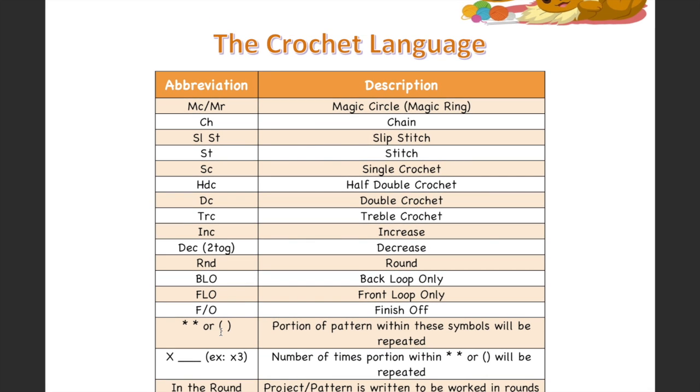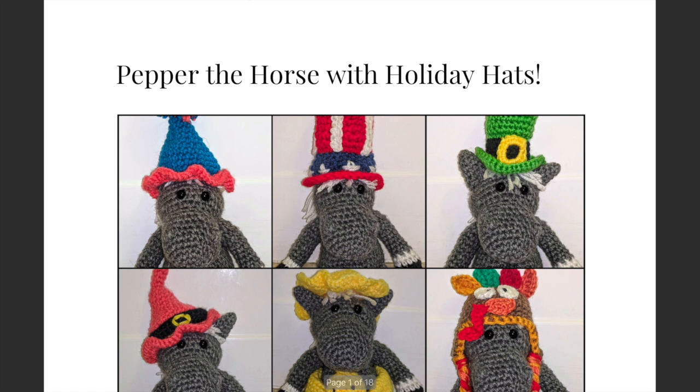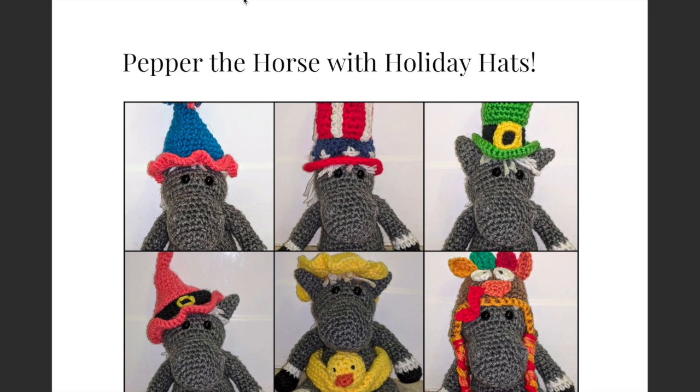Alright, so now that we've gone through the crochet language or abbreviations that you're likely to see, let's take a look at a few examples of what patterns may look like. The first example is one of my own patterns. It's for Pepper the Horse. This is one of my own patterns called Pepper the Horse with holiday hats. She's a cute little horse that comes with different hats for each holiday.